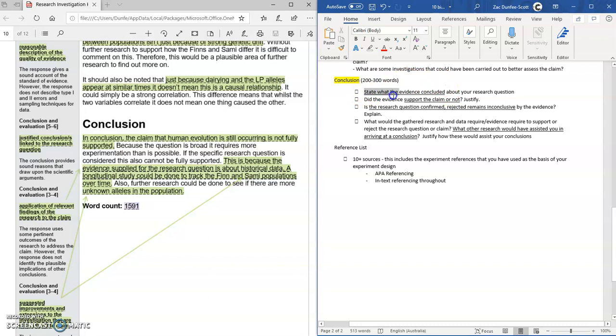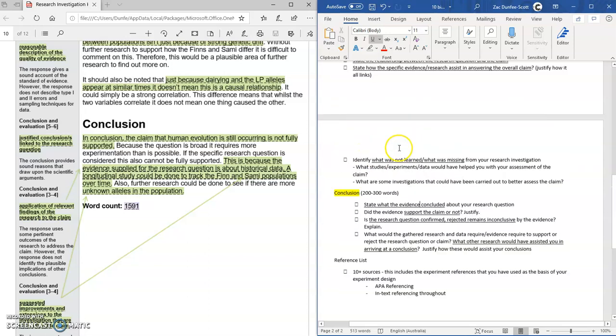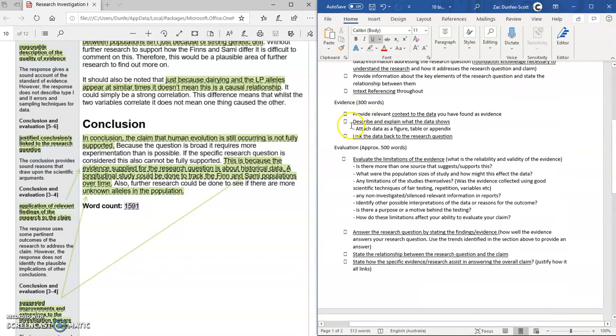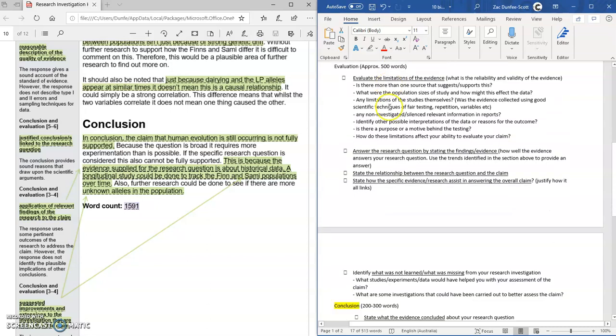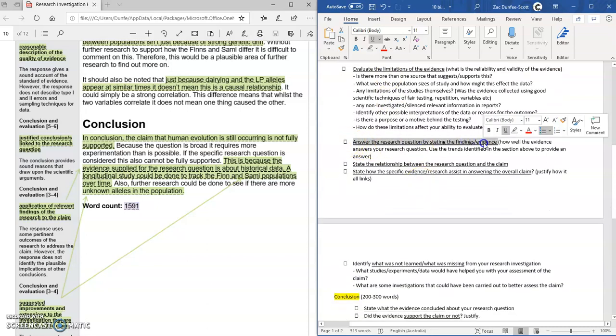So the first thing you're going to do is state what the evidence concluded about your research question. Again, going back to this section here, your evidence, and providing a quick summary of what the evidence that you found actually showed, and how that answered your research question.